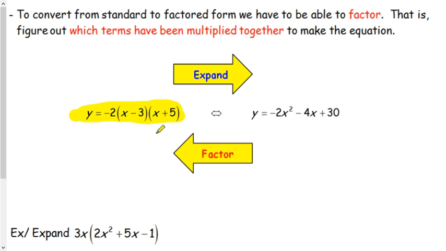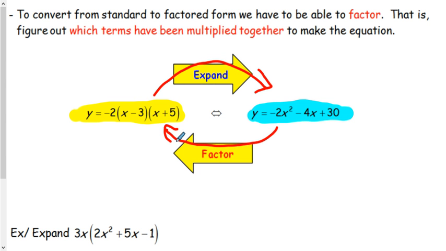We multiply through the brackets, and then we multiply what we get by -2, and we end up with one that looks like this one over here in standard form. So we know how to do that because we did it last unit, but how do we go backwards? Instead of expanding, how do we do factoring? So we say, okay, we're okay with that from last unit, but how do we go the other direction? How do we factor? We're going to learn how to do that today. The first step of many.